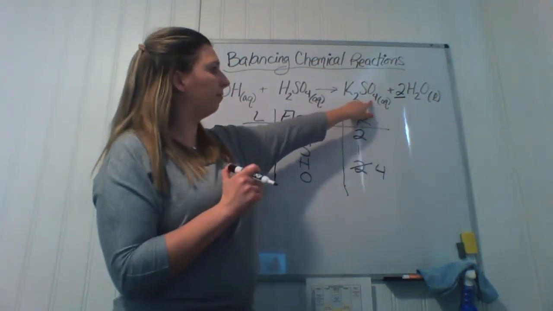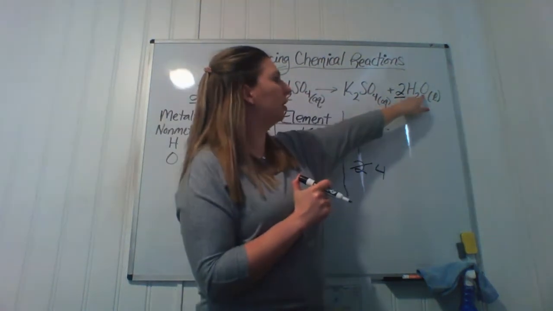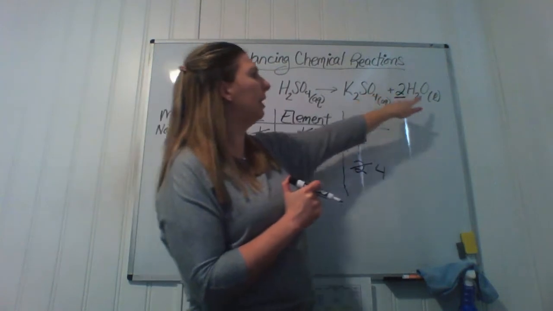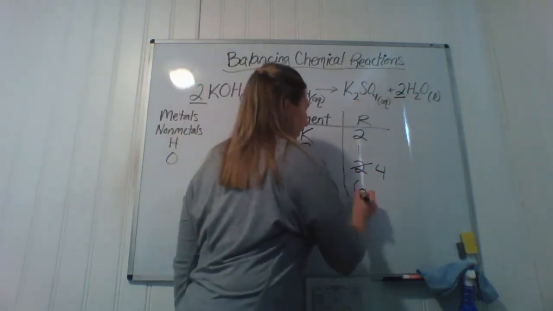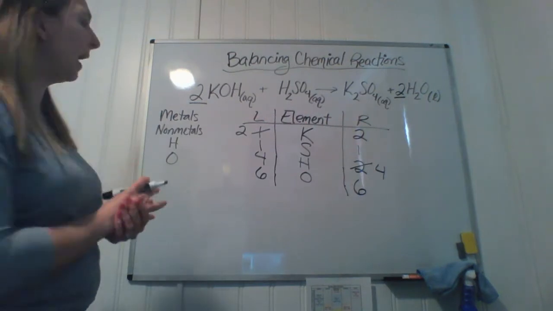Now here we have the 4 subscript for this oxygen, and then 1 oxygen here, but the 2 gets distributed. So 4 plus 2 oxygens gives us 6. And now your chemical equation is balanced.